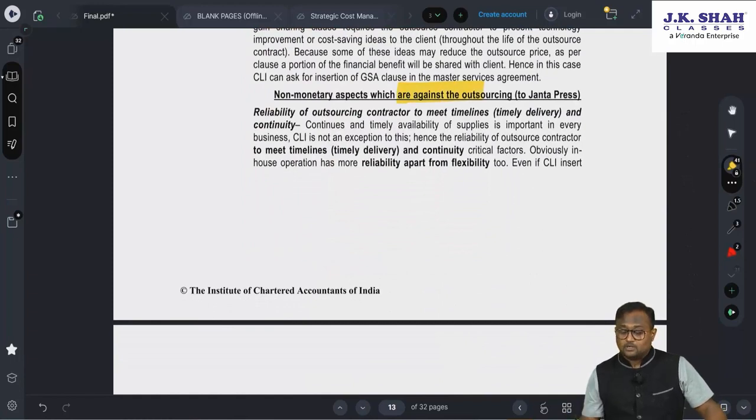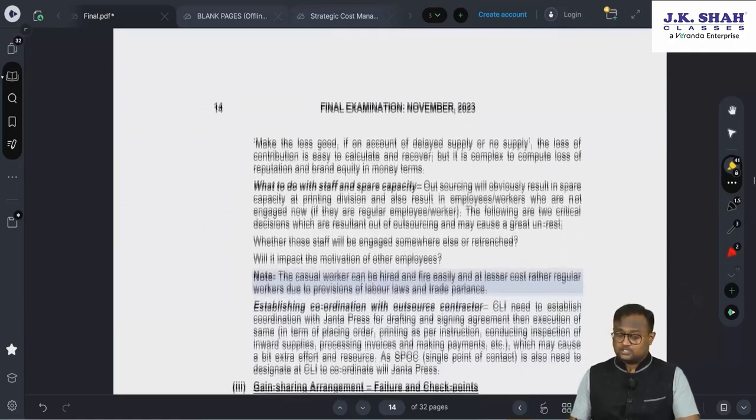Now let's find out some aspects against. Today, you will get things done from them. What about future? What about tomorrow? So are you going to make a long-term arrangement or a permanent arrangement with these people? So, reliability of outsourcing contractor to meet the timeline, delivery and continuity. Whether they will be able to deliver the outsourced job, that is one thing. Secondly, can they be considered in my next need? Because there has to be a continuity.